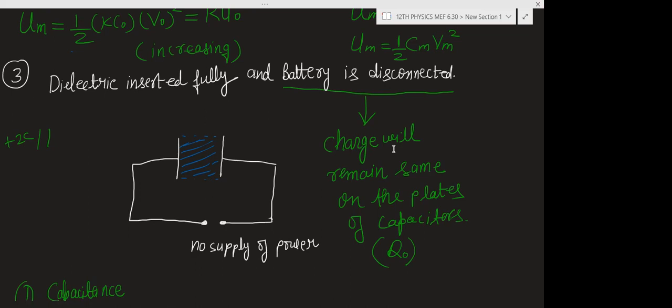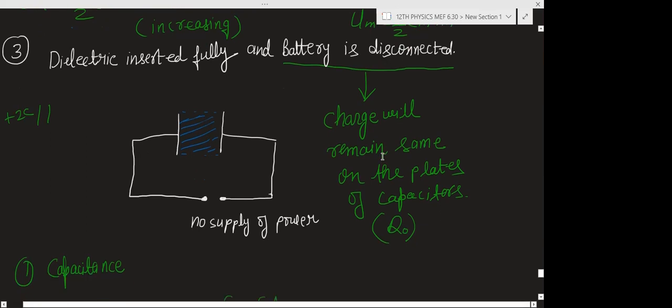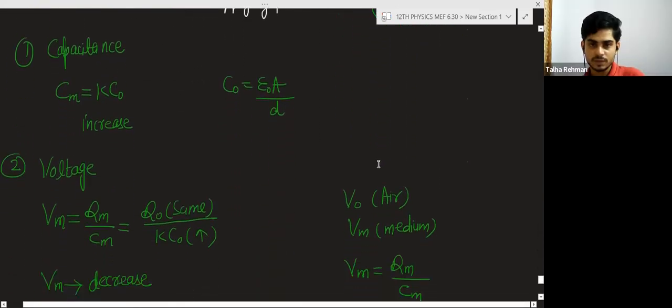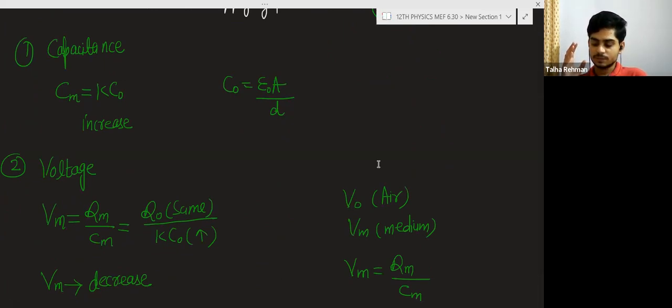So we can start. Okay. So please remember, whenever the battery is disconnected from the capacitor, charge will remain the same. And if the battery remains connected, potential will remain the same.